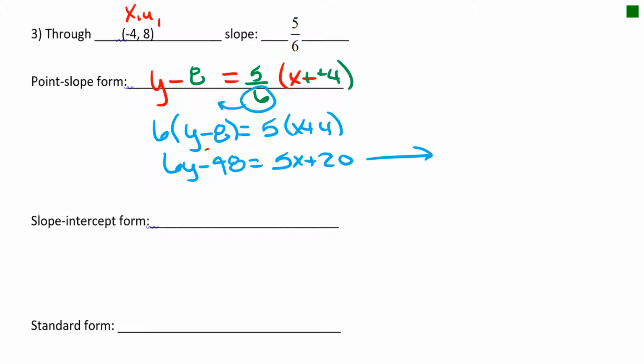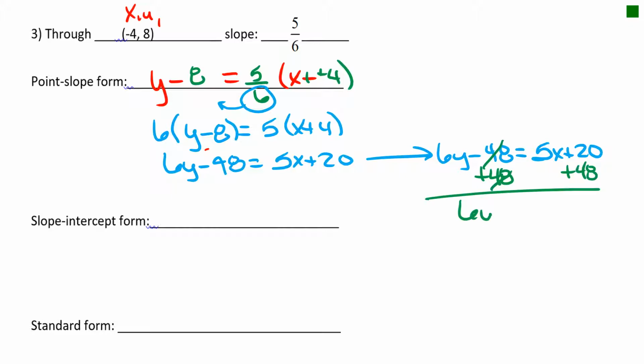I'm going to write it again over here because I need a little more room. I hate it when I'm limited by the space given to me. I need to move the negative 48 to the other side. By adding 48 to both sides, I have 6y equals 5x plus 68.